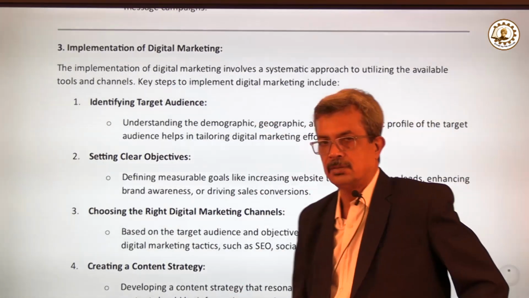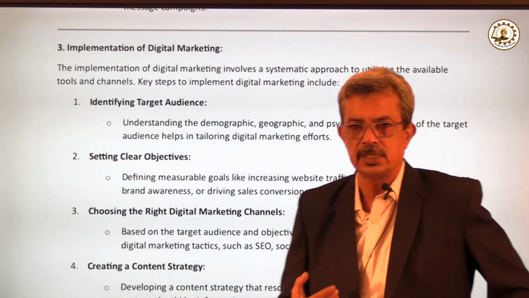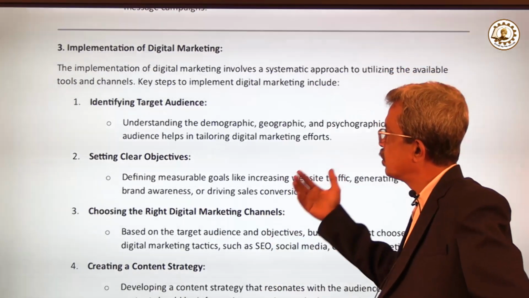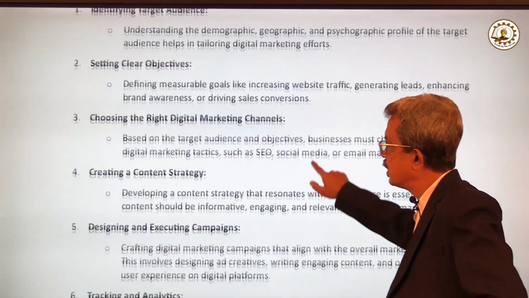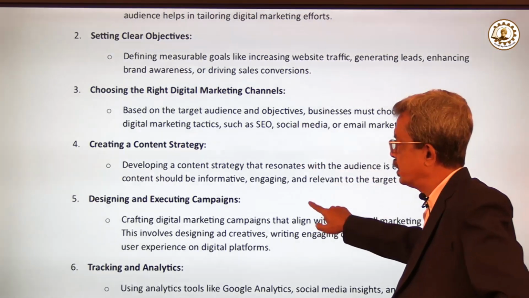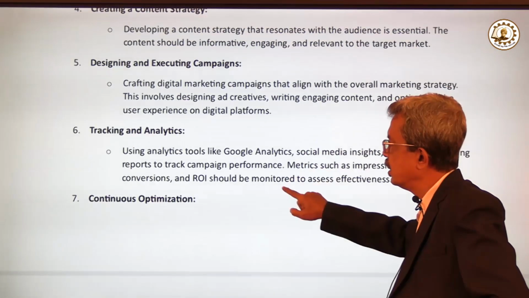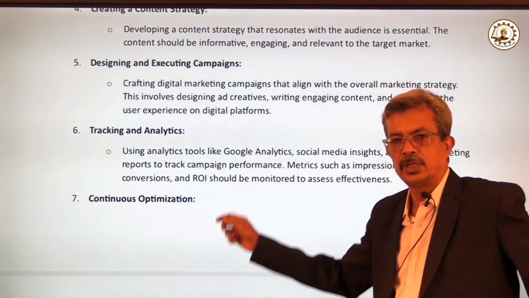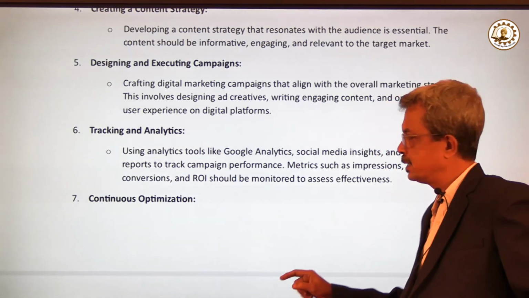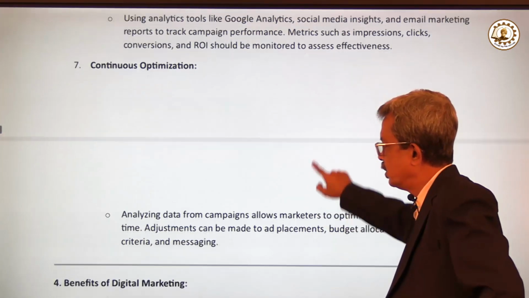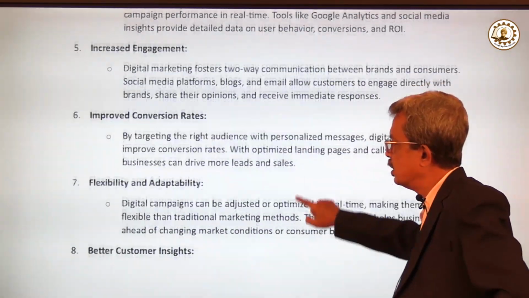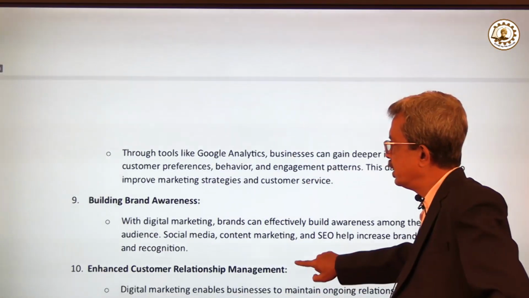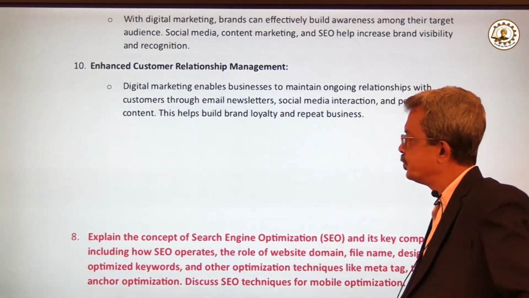So how is digital marketing implemented? What is the roadway, right? So we talk of target audience, setting clear objectives, choosing the right digital marketing channels, creating content, designing. Okay. So for each of the pointers, you have given one or two sentences of explanation, right? Come down to the benefits. Again, that was asked in the question. Okay, and you finally end up, right?